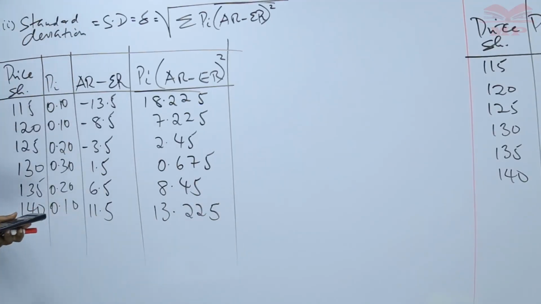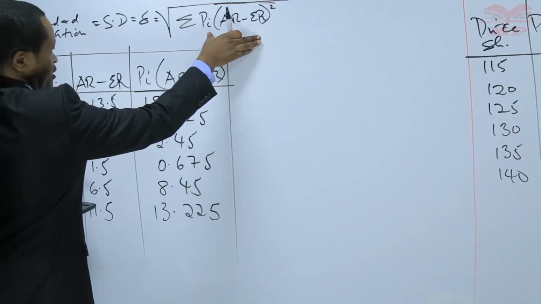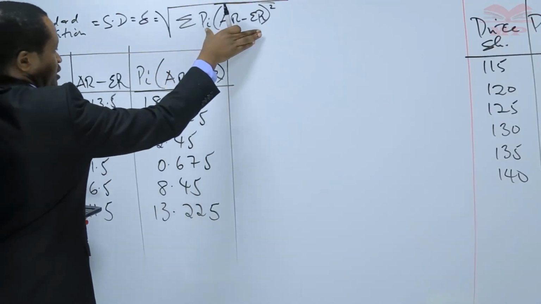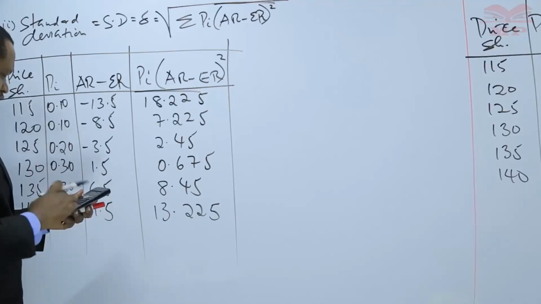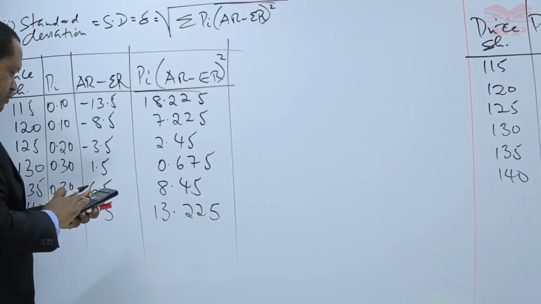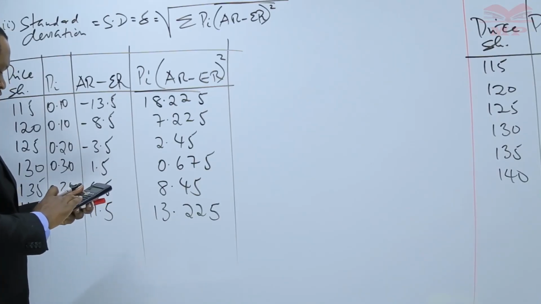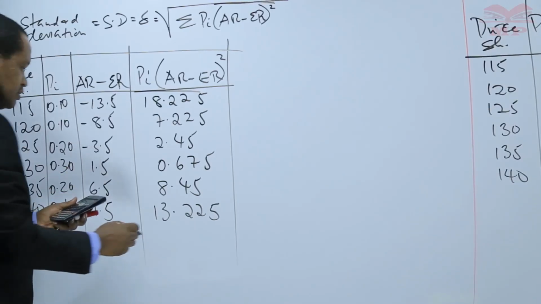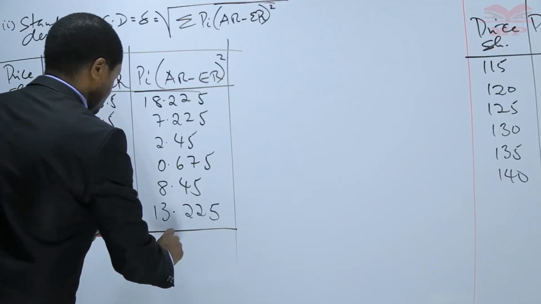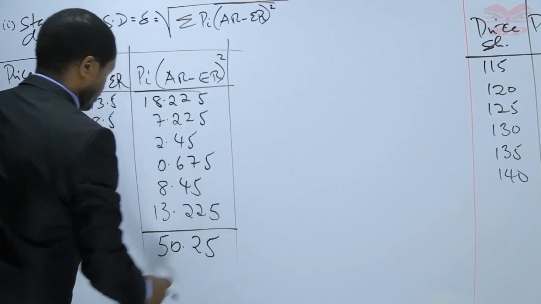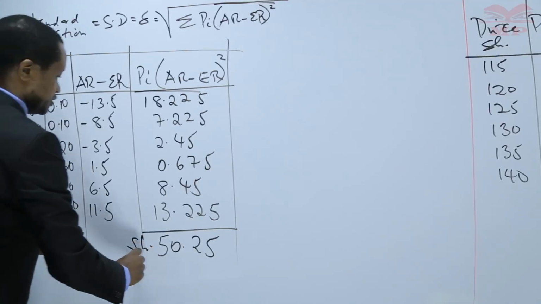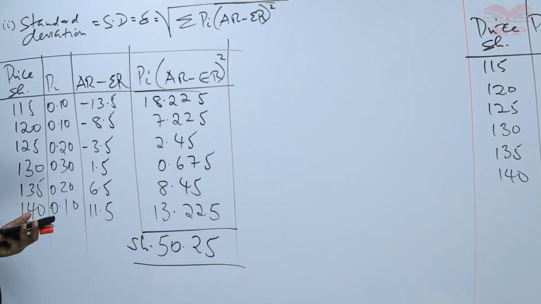13.225. So we get the summation. We add. This is what we are adding. So 13.225 plus 8.45 plus 0.675 plus 2.45 plus 7.225 plus 18.225. Answer is 50.25. Remember, these are shillings. So shillings are not percentage.